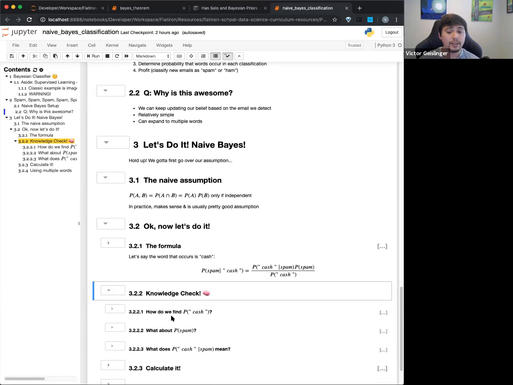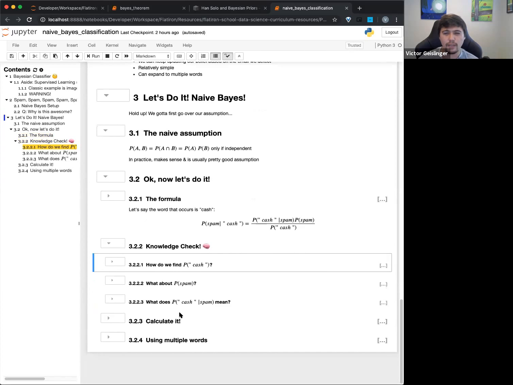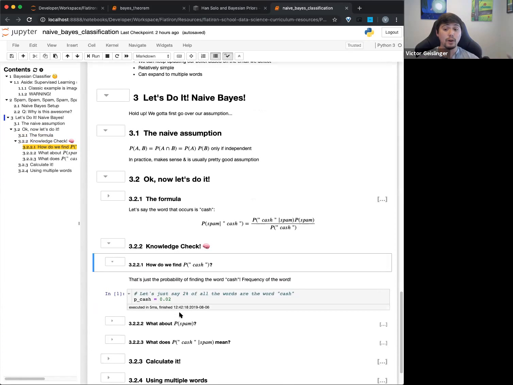Okay, so quick knowledge check. I'm going to go through this a little quicker than normal. All right, how do we find the probability of cache? Well, you really need to figure out the probability of using that word. We just say, how frequently does this word happen? This is where the curriculum goes through how to split this up, which we talked about a little in web scraping, like how you could back up the words and everything. But here we're just going to define the probability of cache as 0.02.